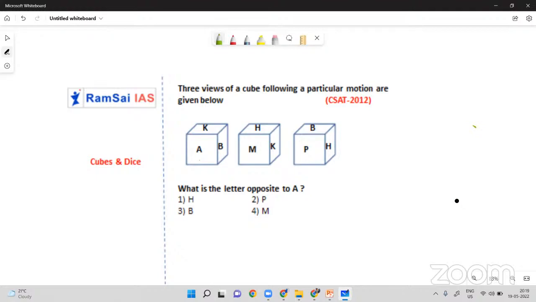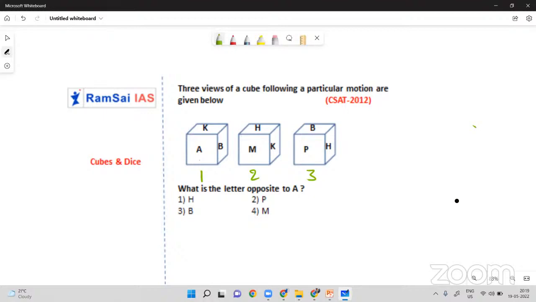But when you are considering two cubes, same cube, two different positions, two different views, there should be some common face. So I'll do one thing. This is cube 1, this is cube 2, this is cube 3. Of course, the three are a single cube only, three different views. So first view, second view, third view.